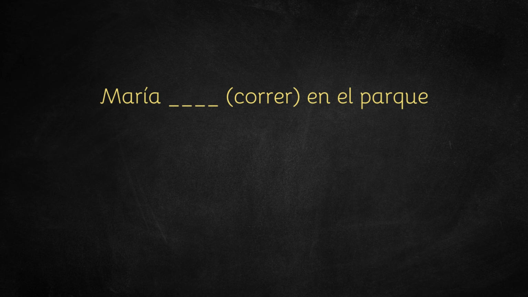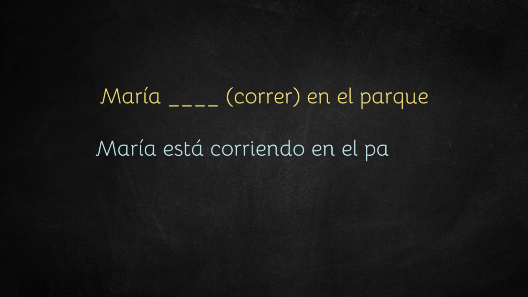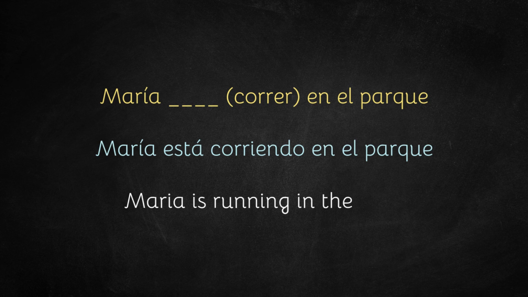All right, how about this other sentence? María correr en el parque. How would you turn it into the progressive? María está corriendo en el parque. María is running in the park.